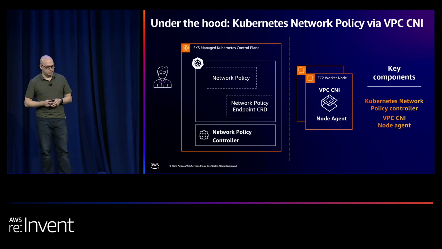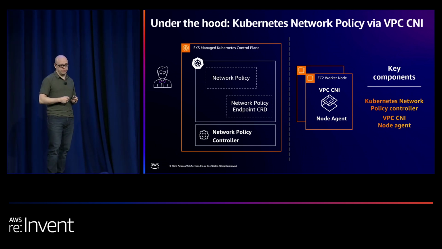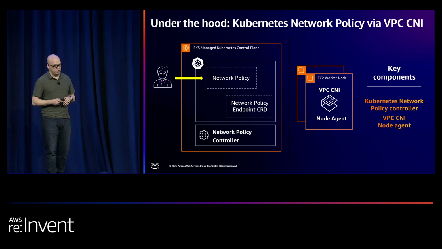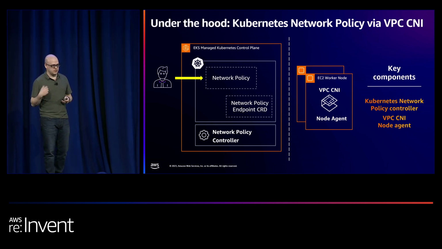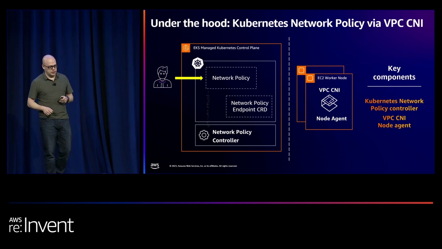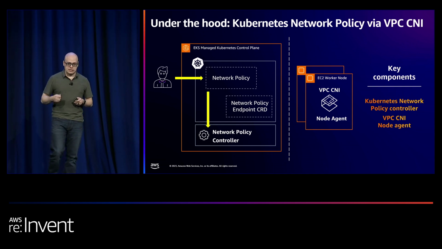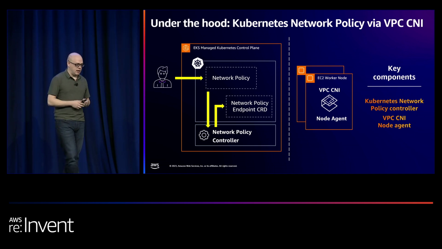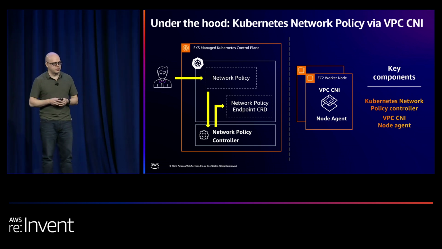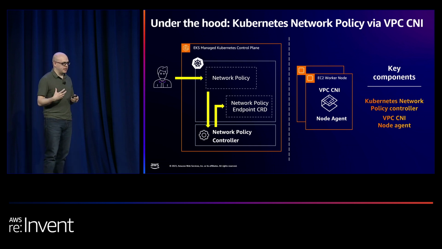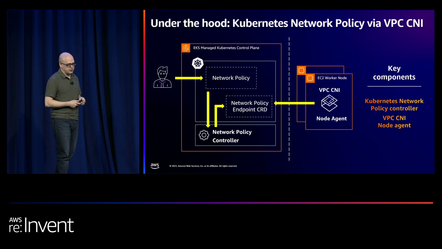So under the hood, how does this work? EKS runs a network policy controller for you on our managed control plane. If you create a network policy, this is a Kubernetes resource, our network policy controller sees that, and in turn creates a network policy endpoint CRD. That's an EKS-specific CRD that takes the rules that are enforced in this network policy, and each node's VPC CNI agent reads from this network policy endpoint to know what to enforce. So the two key components here really are the network policy controller and then the existing agent that's already on the node.